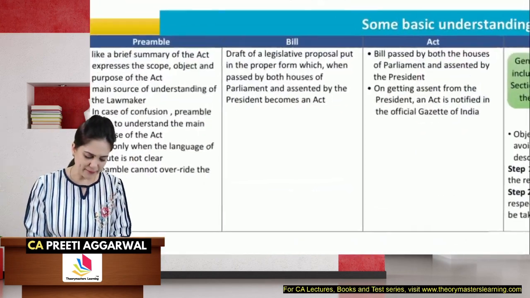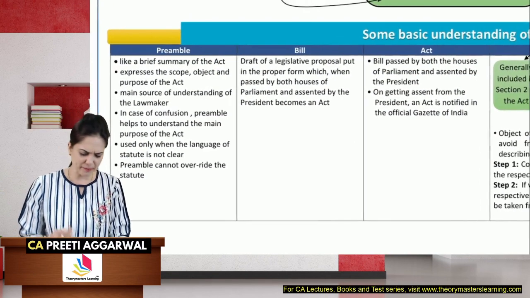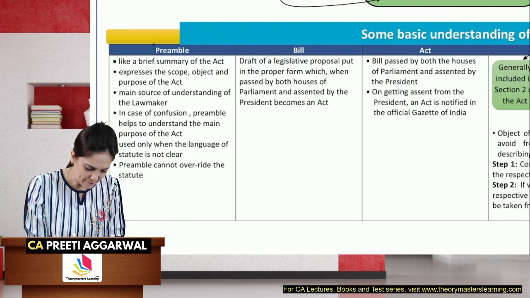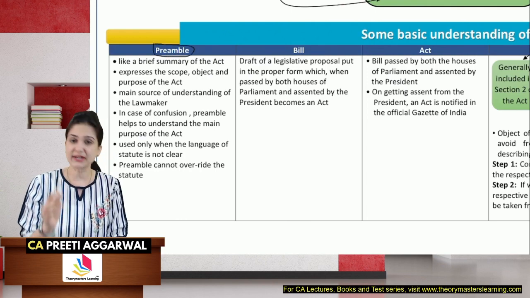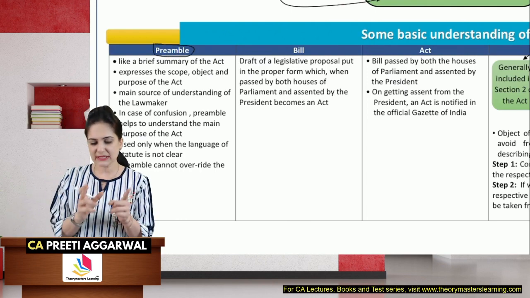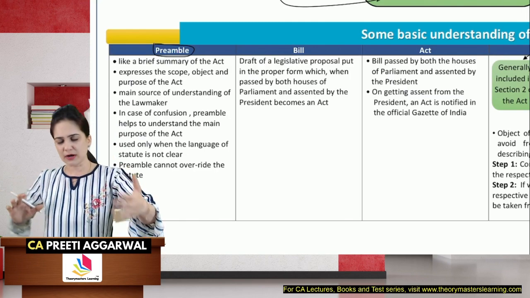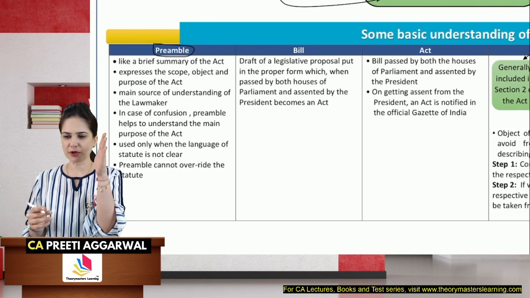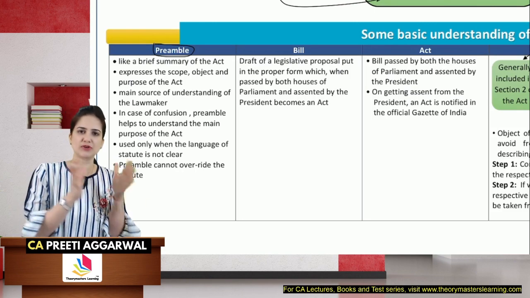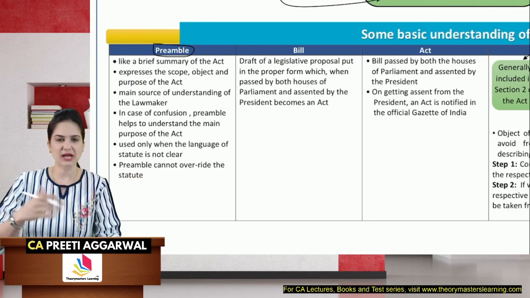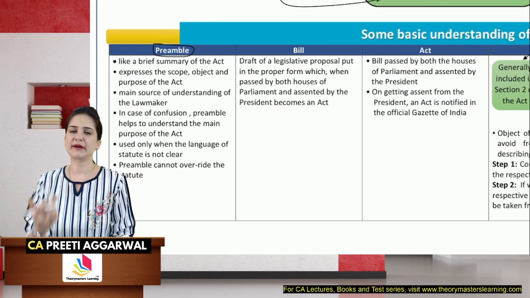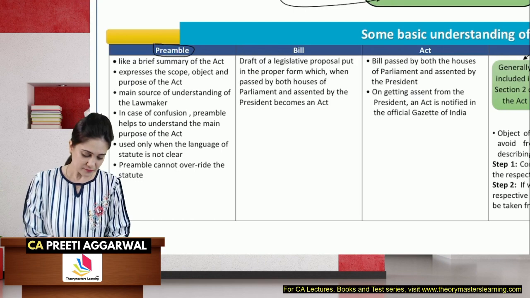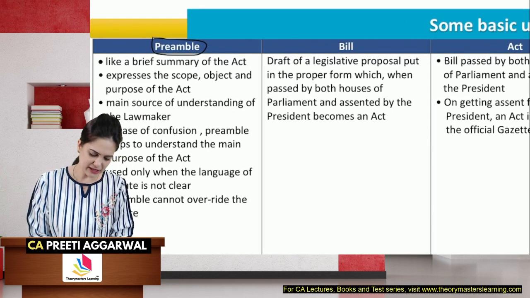Now, before we jump into the definitions, we should have some basic interpretation of a few terms, like what is the meaning of the word preamble. You will come across this word preamble in the interpretation of statutes also. Since it is a word which is defined in both chapters, in the exam they will specify whether they want you to write the definition as per the General Clauses Act or as per the interpretation of statutes. But if you compare both definitions, they are similar. Now, what is preamble? I'll highlight the keywords for you.